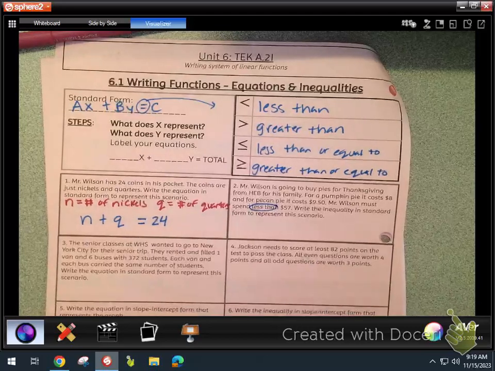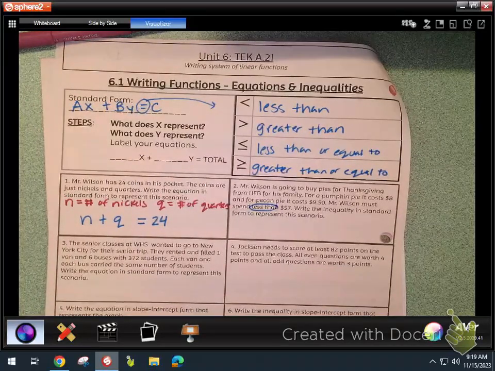So is this going to be an equation? Am I going to have an equal sign in there? Nope. No, because of what words? Less than. Okay, so I'm going to use one of the signs above. One of those signs there. Now we'll get there. Write an inequality to represent the scenario.